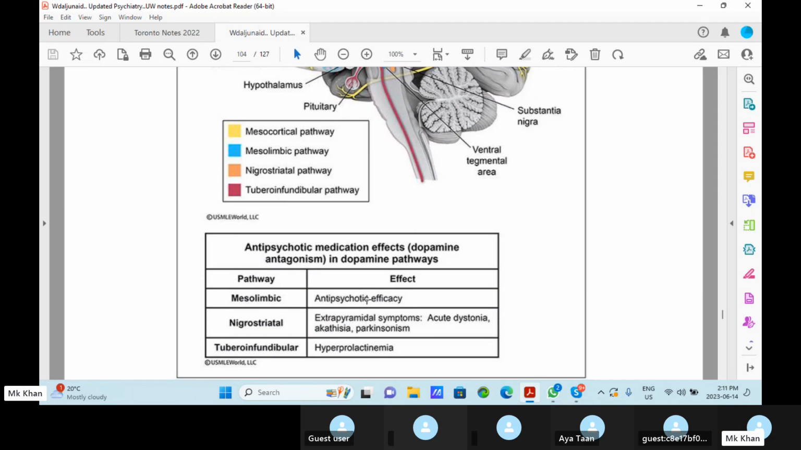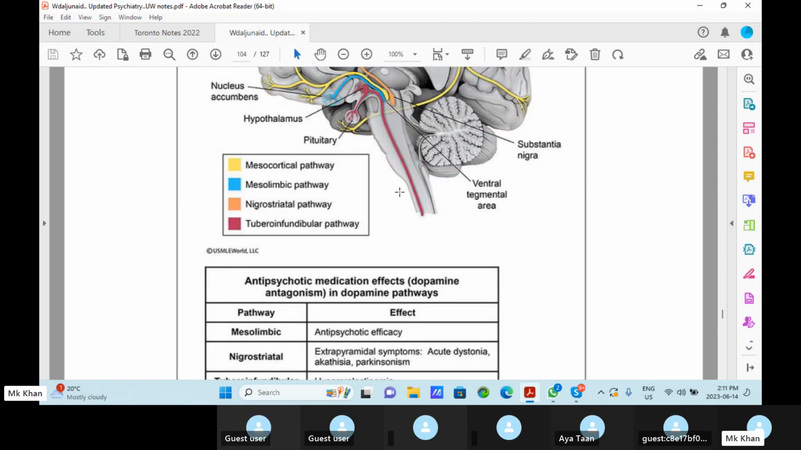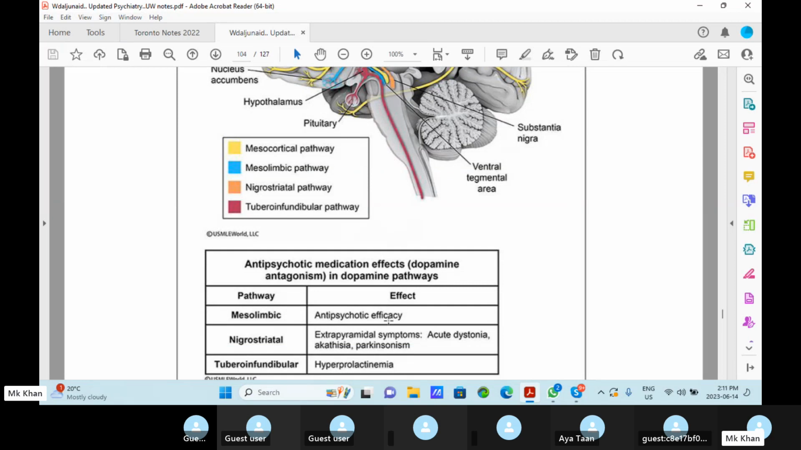For the mesolimbic pathway, all the antipsychotic effect, the blockage of dopamine and the antipsychotic efficacy, are basically affected in the mesolimbic pathway. And all the extrapyramidal symptoms, like acute dystonia, akathisia, and Parkinsonism, are basically due to the antipsychotic medications' effect on the nigrostriatal pathway. So then we have the EPS system.